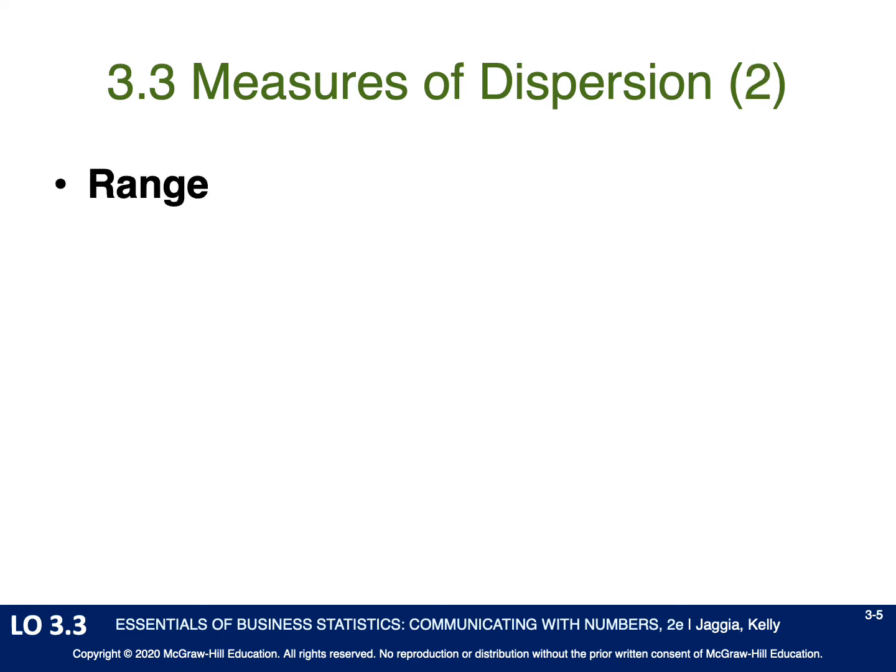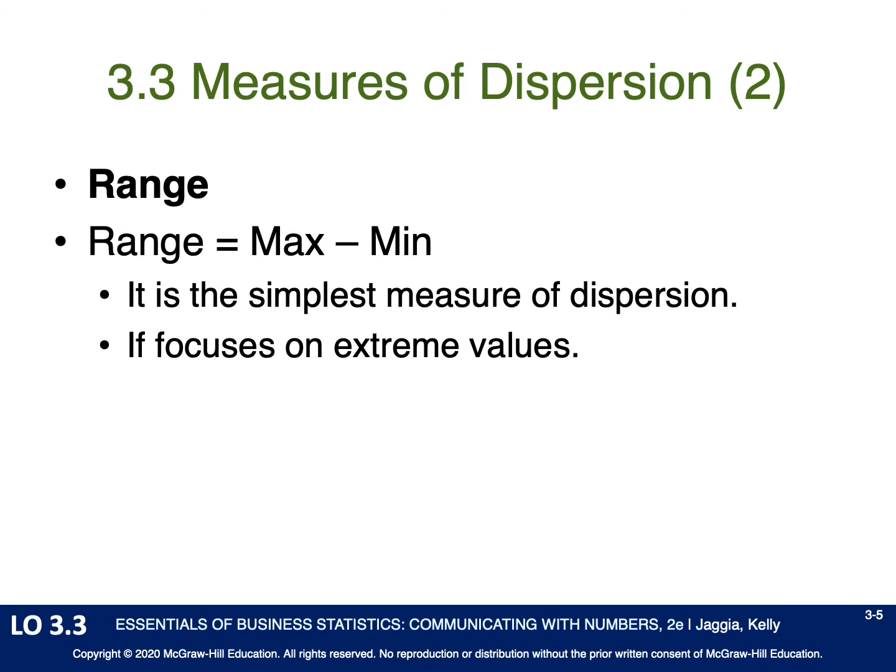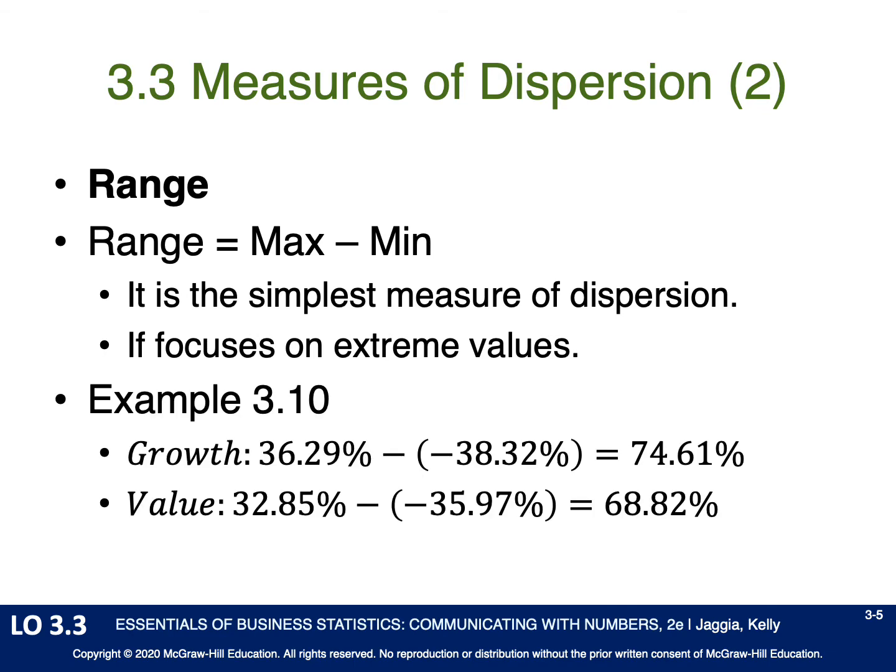The first one that we're going to look at is the range. The range is the easiest. It's just the maximum minus the minimum, so it's the easiest to calculate. If we look at our data, when we look at the growth fund, we're going to take the maximum return of 36.29% minus the minimum return of negative 38.32%. And we see that we have a range of 74.61%. And then the same thing for the value. Remember, when you're subtracting a negative, then we end up adding these two numbers together.